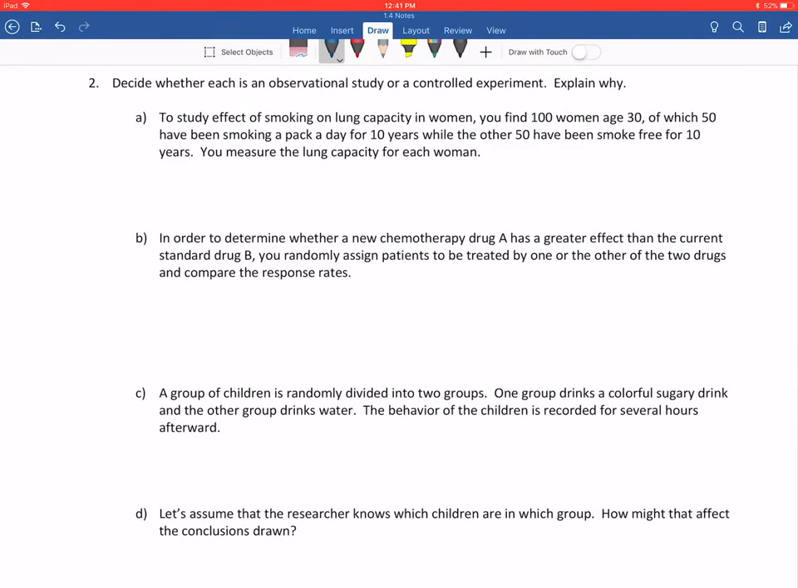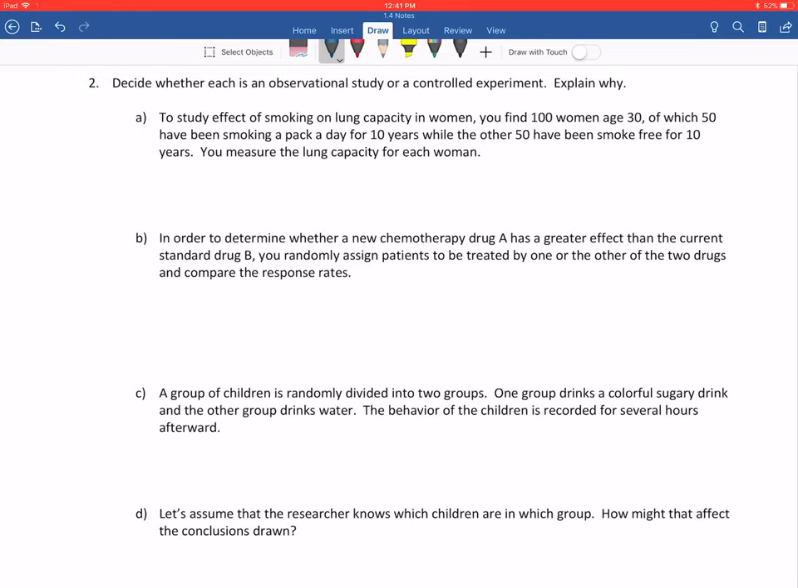Okay, we want to decide whether each of these is an observational study or a controlled experiment, and also explain why. Okay, we've got to study the effect of smoking on lung capacity in women. You find 100 women, age 30. 50 have been smoking a pack a day for 10 years. The other 50 have been smoke-free for 10 years. You measure the lung capacity of each woman.